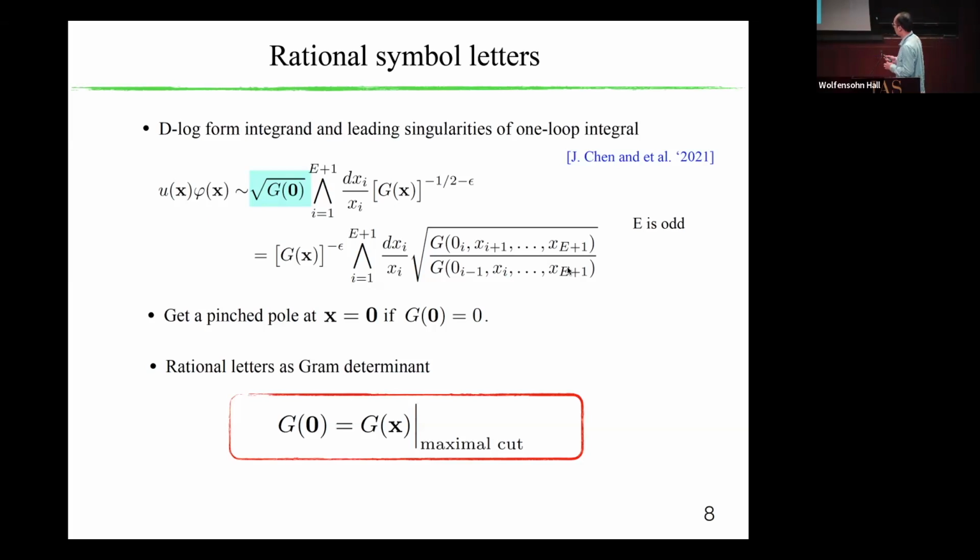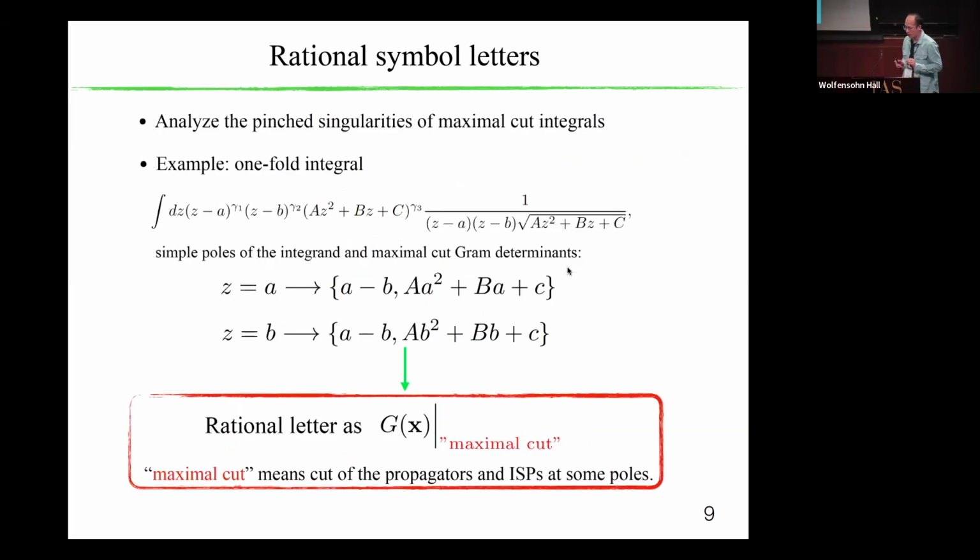So if you look at the letters of one loop, you can see the rational letters are just some Gram determinants localized on some maximal cut, or localized at some poles. We'll find very similar structures in higher-loop integrals. So the idea is just to analyze the pinched singularities of the maximal cut integrals.